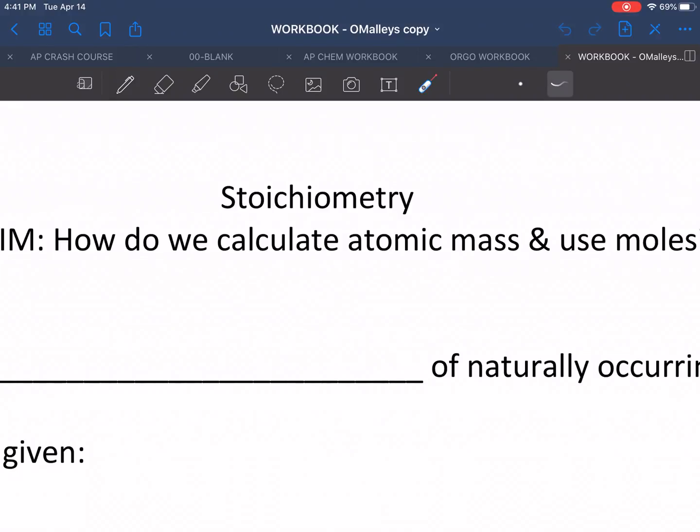Hey chemists, we're going to start the unit on stoichiometry today. That essentially means talking about quantities in chemistry. Chemists are interested in making things, and we want to have a way of describing what quantities of things we can make. That's one reason we do this.